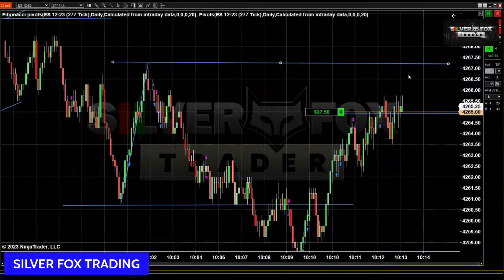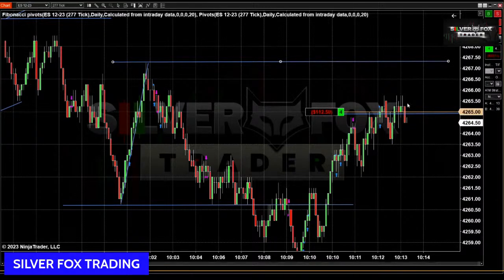This should have popped. This should have took off like a rocket here. This should have took off to 66.50, 67. This should have took off here. No reason for it to sell. Let me tell you why.